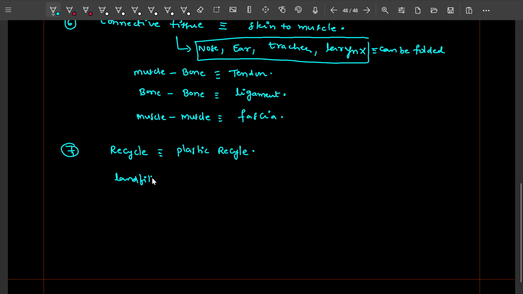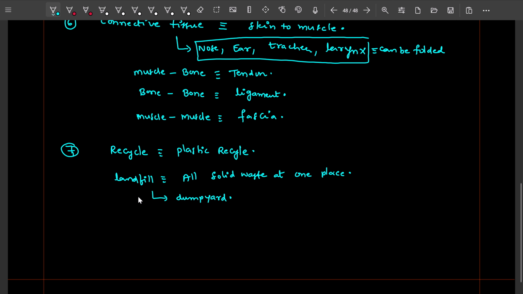Then we can see landfill. Landfill means all solid waste at one place. All solid waste at one place is called a landfill. The example of a landfill is a dump yard, which we all know.